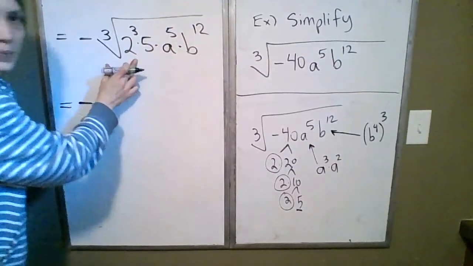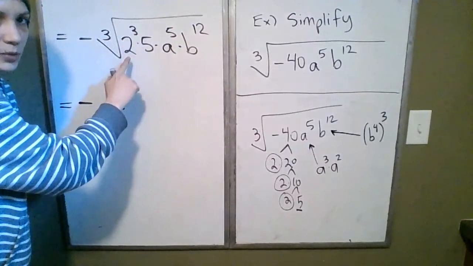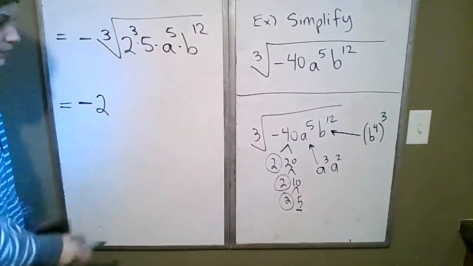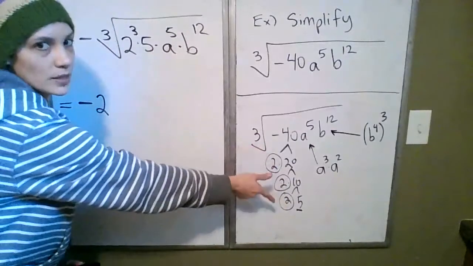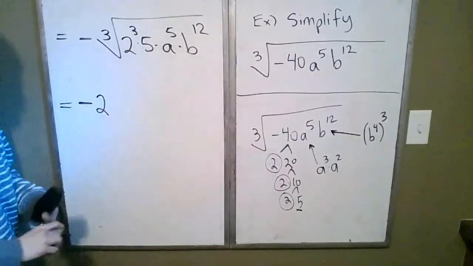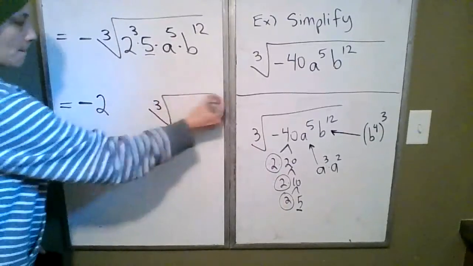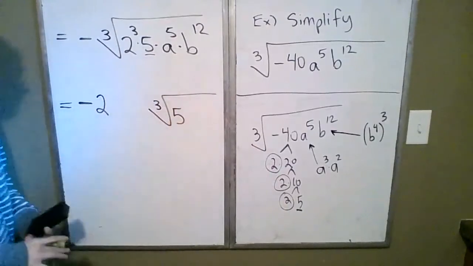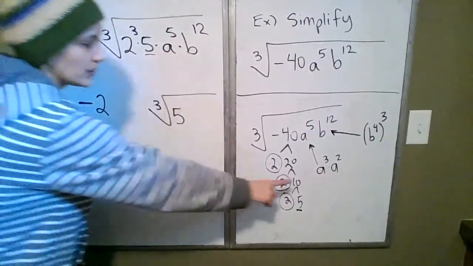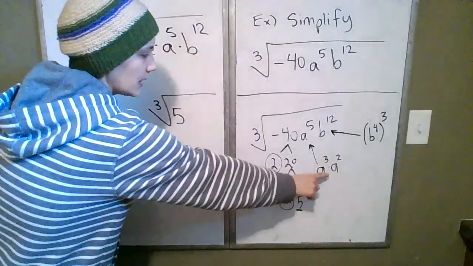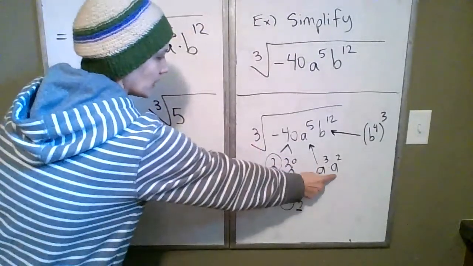And then that root and that power match, so we can take out 2. We're saying here, I've got 3 of the factor 2, and I've got root 3, so that factor comes out. But 5 has to stay. A to the 5th. We're going to go over here first. And for this a cubed with that cubed root, we'll get a. The a squared stays under the root.